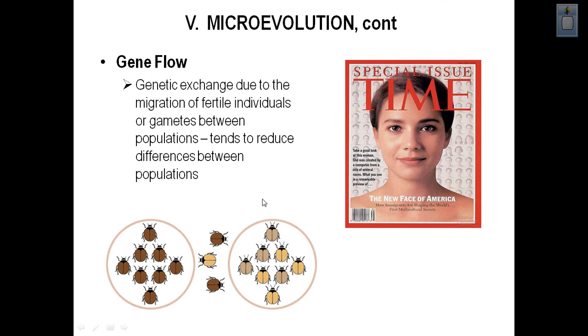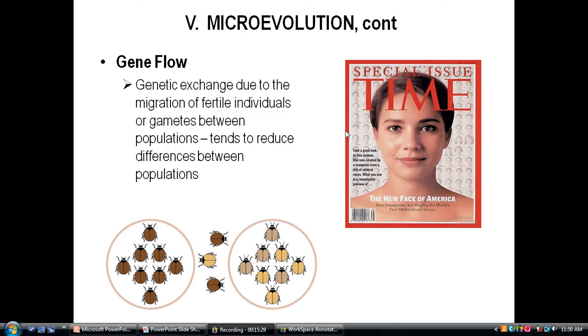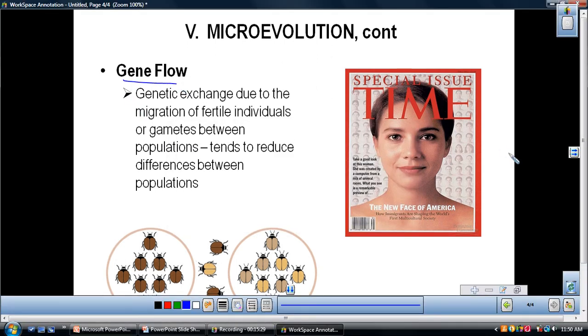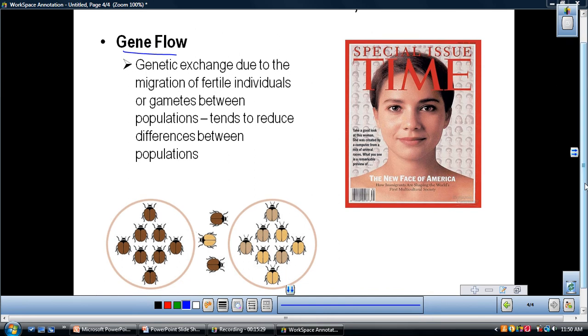Now let's talk about gene flow. This is another example of microevolution. Notice it's gene flow, not genetic drift. You have to get those two separated. Gene flow is an exchange due to the migration of fertile individuals or gametes between populations. This tends to reduce differences between populations. In other words, we're reducing genetic variability as well. It's the transfer of alleles into or out of a population due to the movement of fertile individuals.